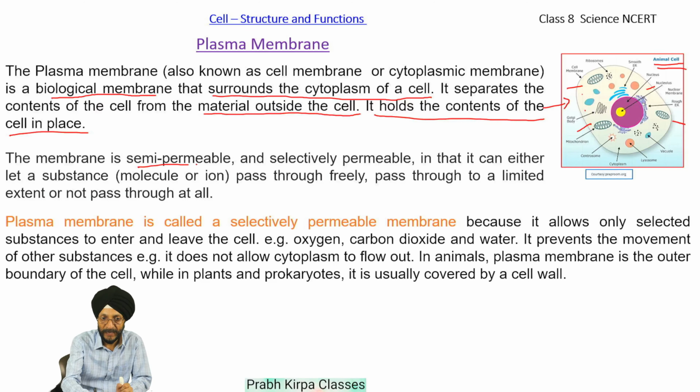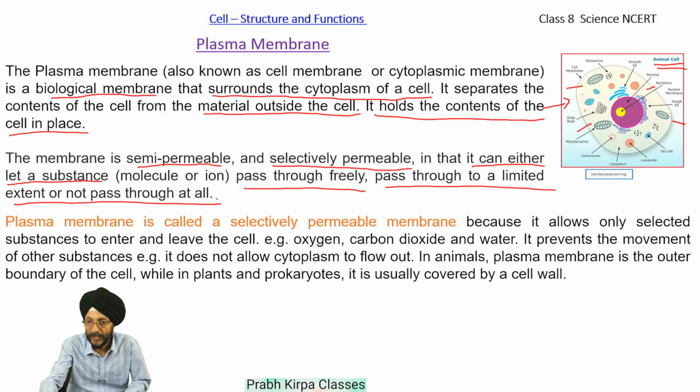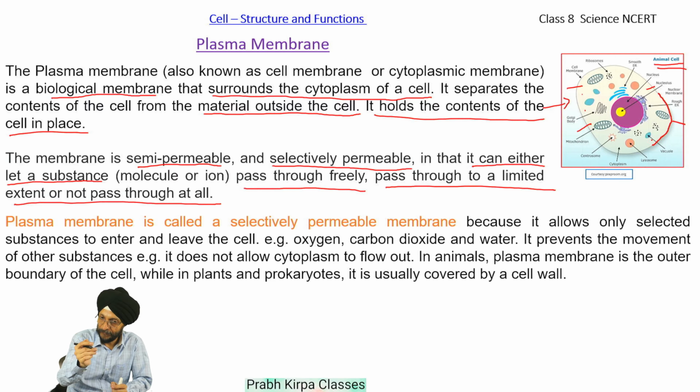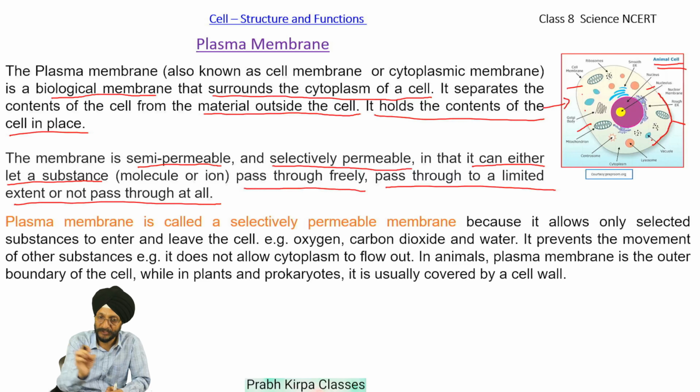Plasma membrane is semi-permeable and selectively permeable because it can either let a substance pass through freely, pass through to a limited extent, or not pass through at all. It means that this plasma membrane, the outer covering, may allow any substance to pass through and go into the cell, or it may not allow it at all, or it may allow it only to a limited extent.